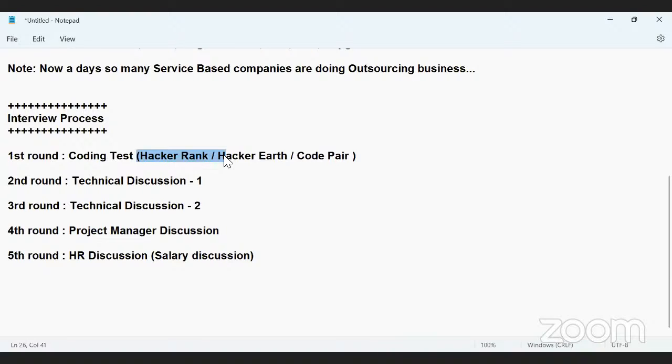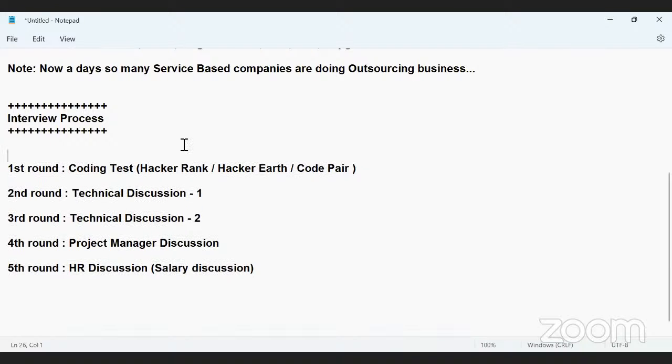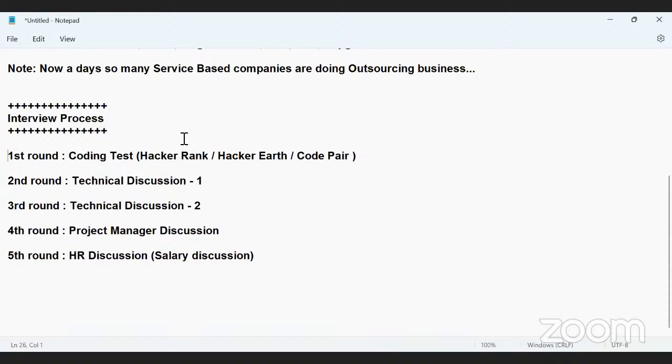Good. Whenever you go for an interview as a fresher, they may ask you some aptitude questions, such as in campus selections. But when you go with experience, aptitude will not be available. Coding test will be available for experienced people. They will give some programs and ask you to write the solution. HackerRank, HackerEarth, and CodePair.